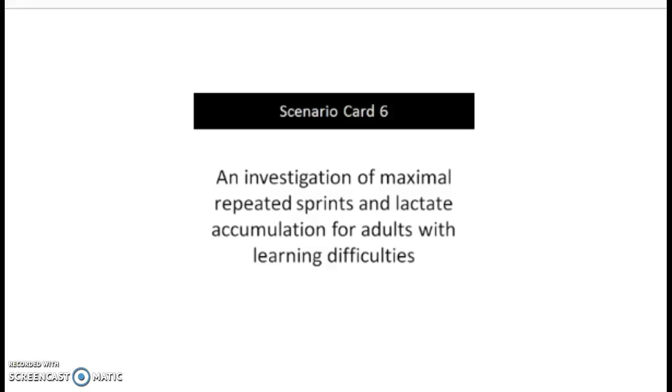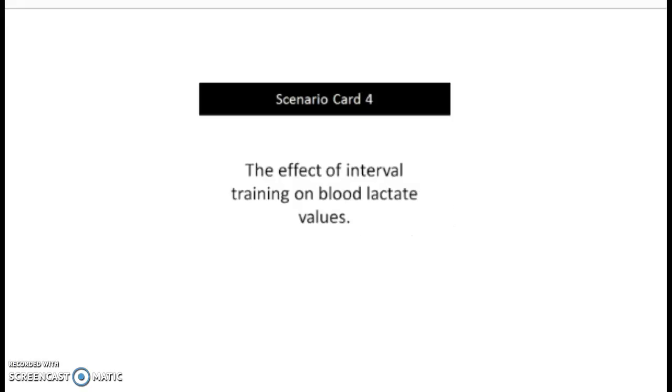Moving on to scenario number 3, the effect of interval training on blood lactate values.